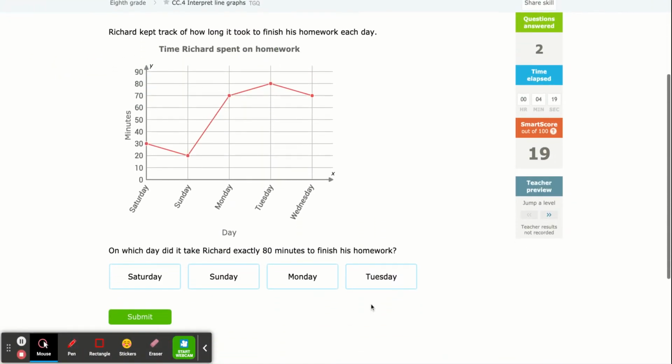Again, it's just a matter of being observant and paying attention to what the graph tells us. Time Richard spent on homework. Here's the time he spent in minutes. Here's the day he was working on homework. On which day did it take Richard exactly 80 minutes to finish his homework? So I'm going to come over here to 80 minutes. I'm going to go over, find out it was on Tuesday.